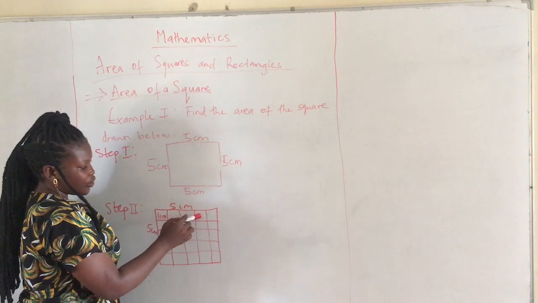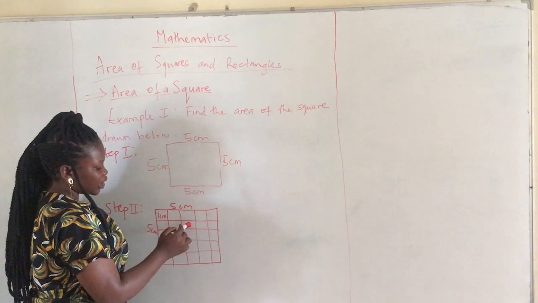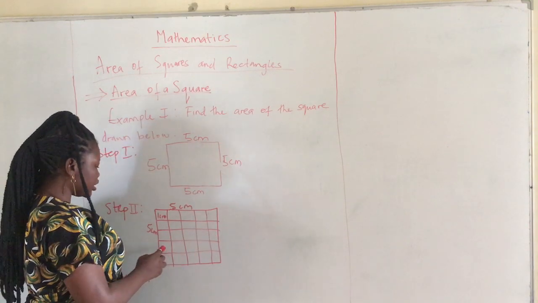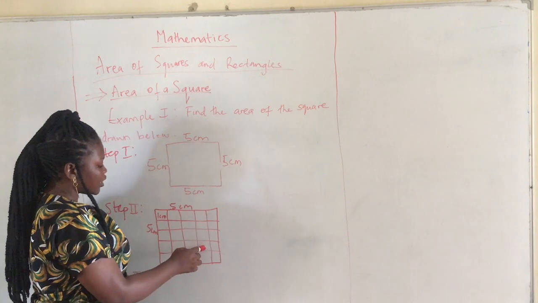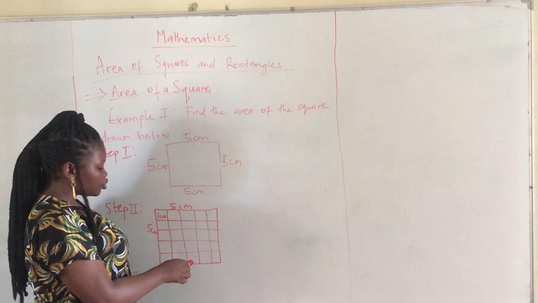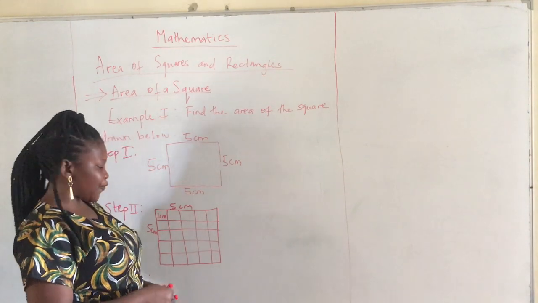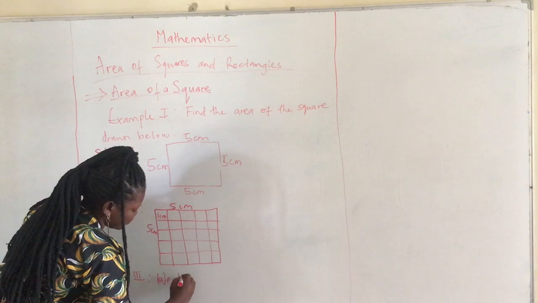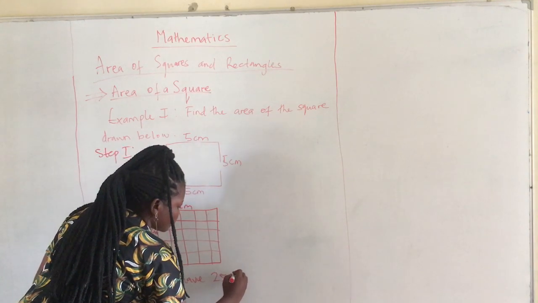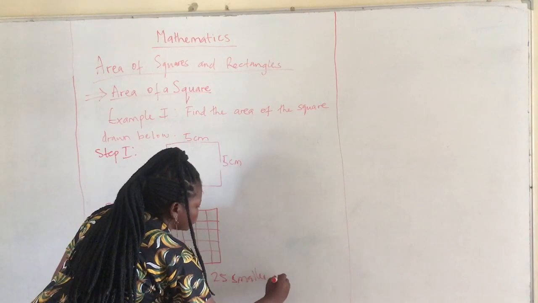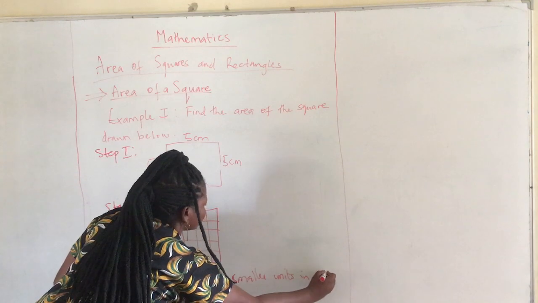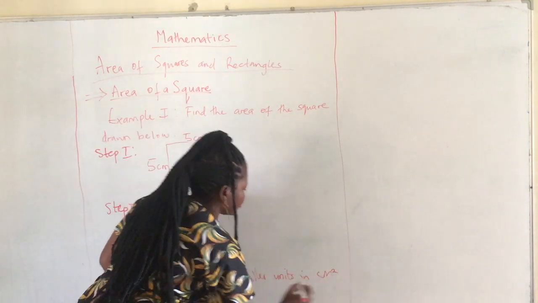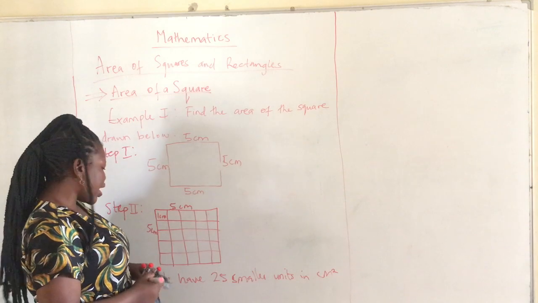1, 2, 3, 4, 5, 6, 7, 8, 9, 10, 11, 12, 13, 14, 15, 16, 17, 18, 19, 20, 21, 22, 23, 24, and 25. So we have 25 smaller units in cm square.